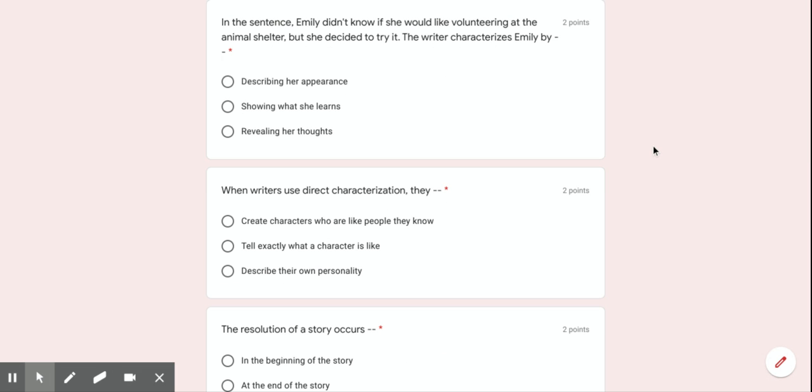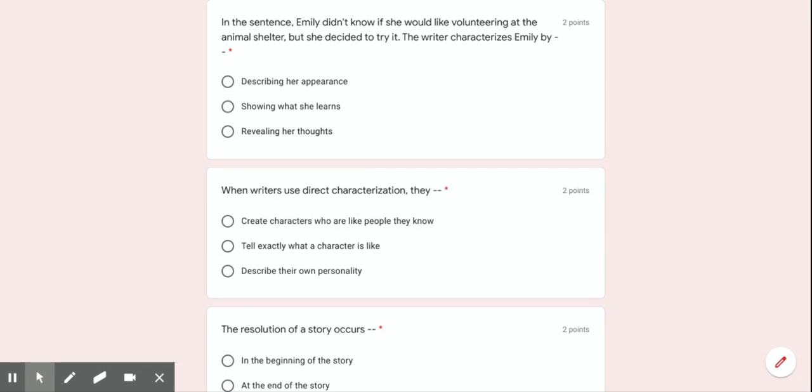Next question. In the sentence, Emily didn't know if she would like volunteering at the animal shelter, but she decided to try it. The writer characterizes Emily by A, are they describing her appearance, what she looks like? B, are they showing what she learned at the animal shelter? Or C, are they revealing her thoughts about the animal shelter?